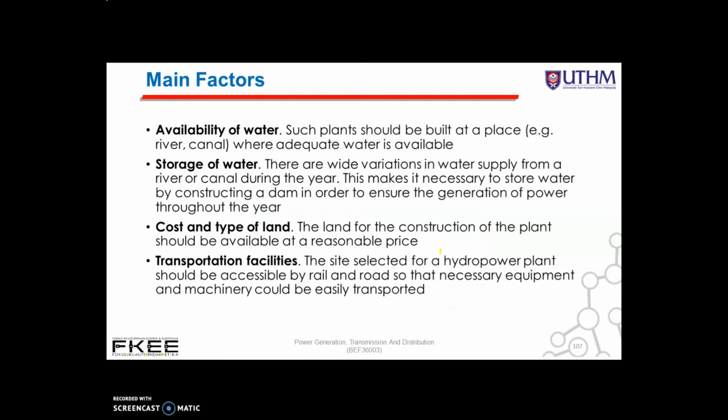We look at them one by one. First is the availability of the water. Such plants should be built at a place, for example a river or canal, where adequate water is available. That is very important. The second one is the storage of water.